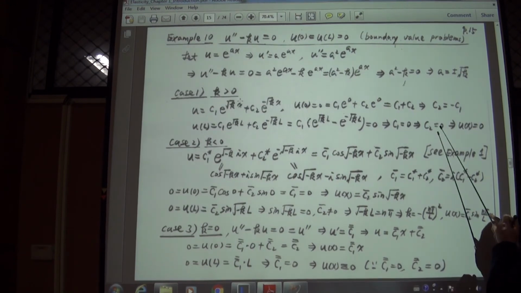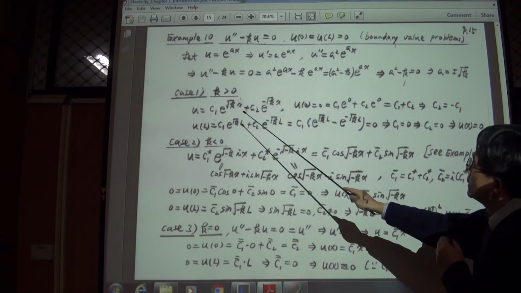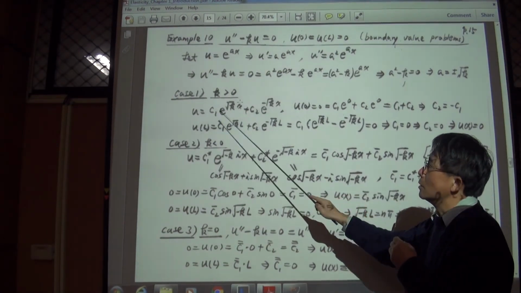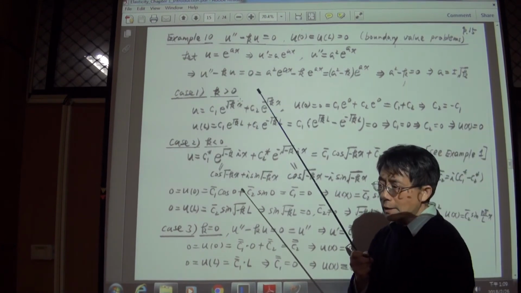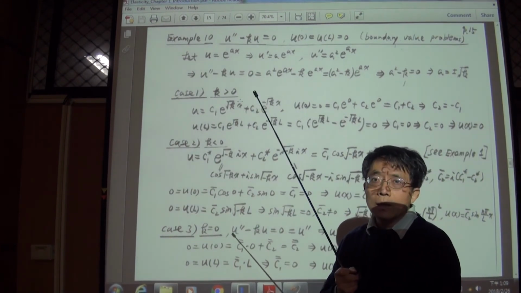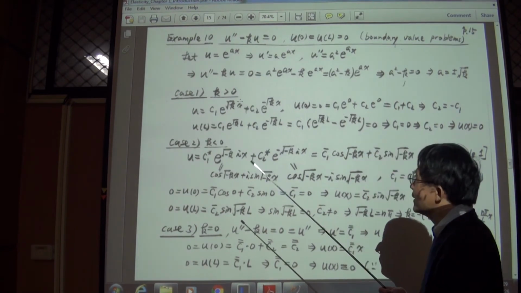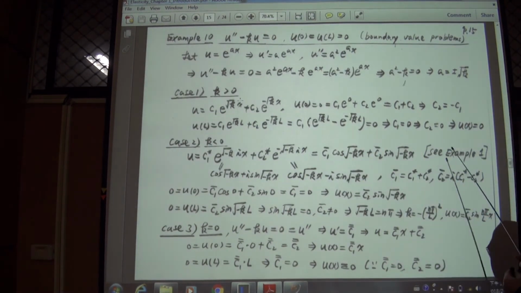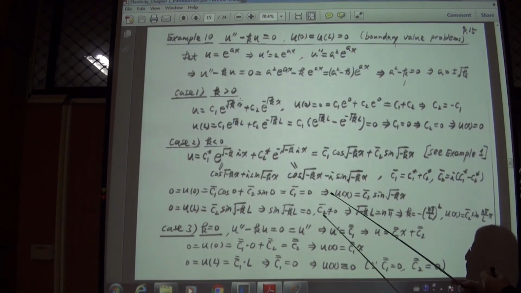Since C1 equals 0 and C2 equals 0, so U must be equal to 0. So in this case, we get a useless solution. Okay, a trivial solution, which doesn't have any applications.